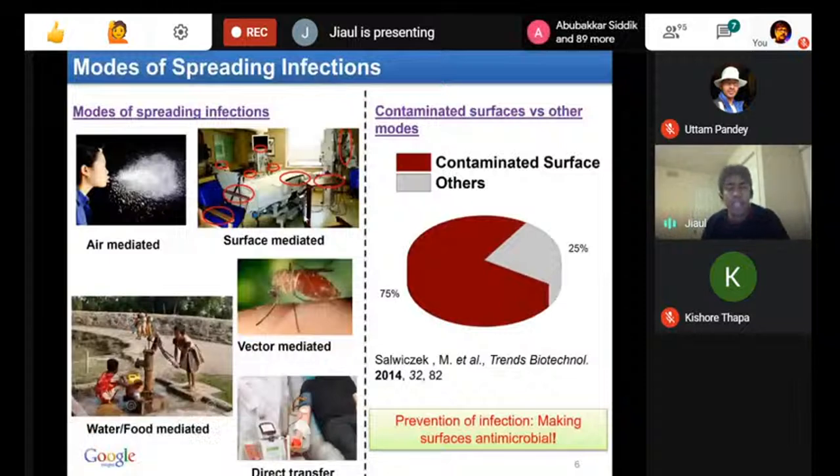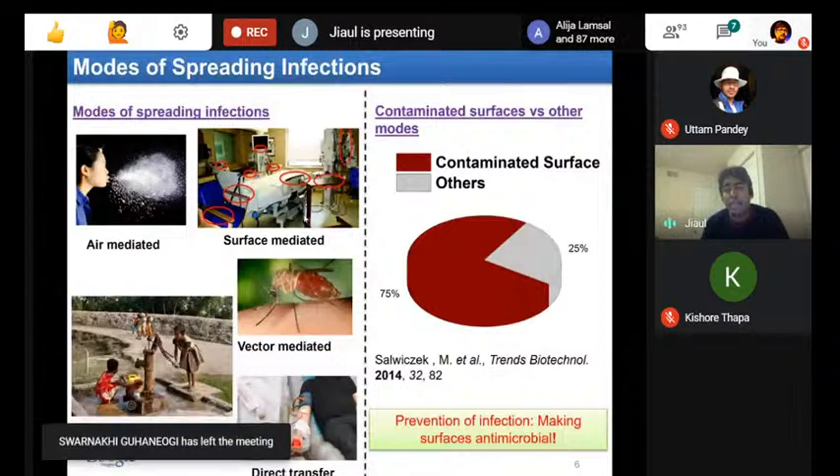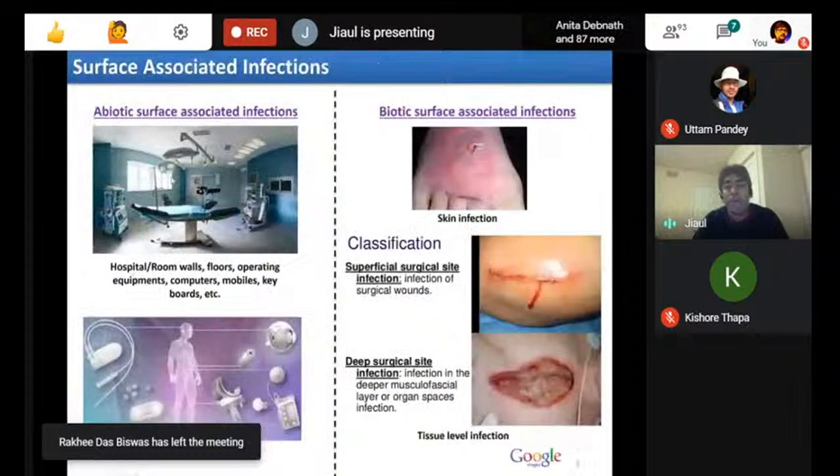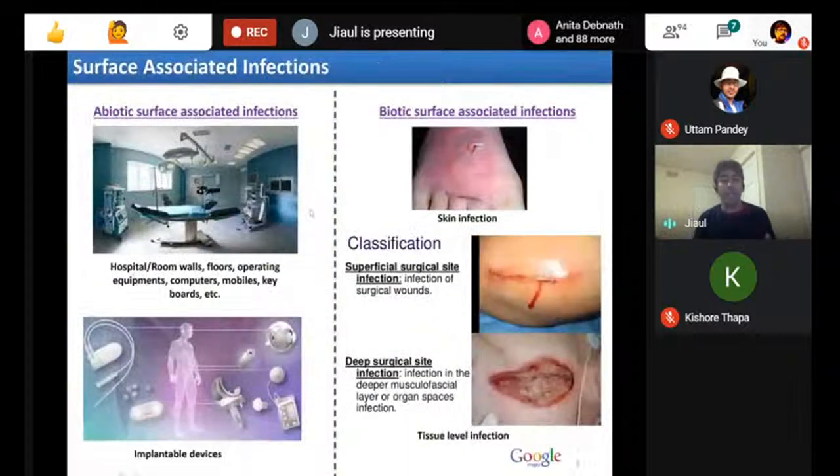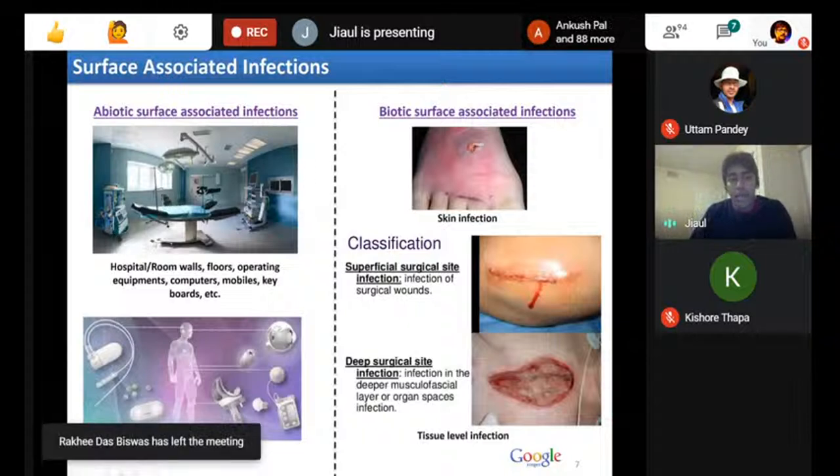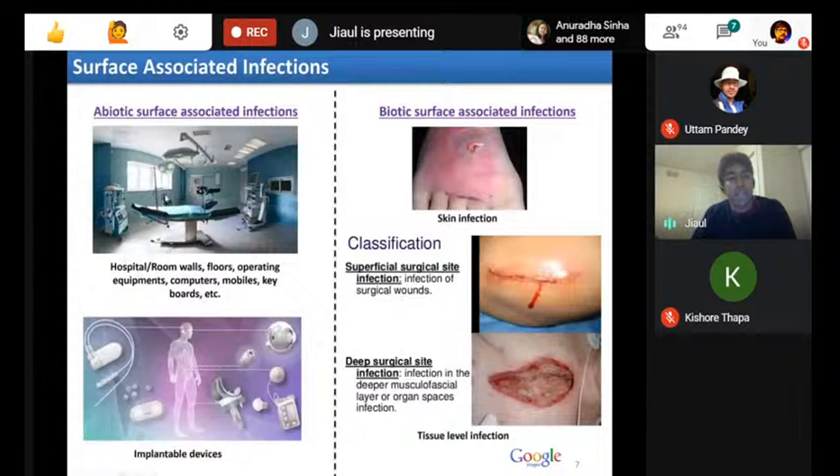So ideally speaking, if you want to combat or prevent the infection, and we make the surfaces antimicrobial, then technically we should be able to prevent the infection. So that was the whole idea here. And when we talk about surfaces, we can further subcategorize into different types of surfaces. For example, surfaces of non-living objects, such as rooms, walls, floors, etc. We call these abiotic surfaces.